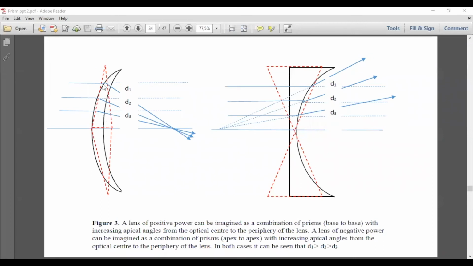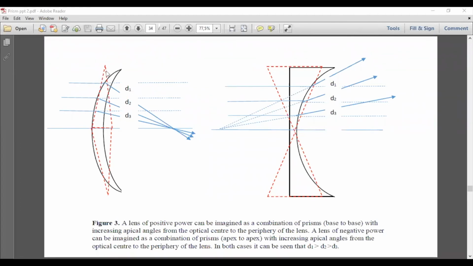So what we can say now is that a lens is a combination of prisms with increasing apical angles. Of course, there's a blend, because your deviation is more the further away you move from the optical center. So each point that you're looking at through this lens, you're basically looking through a prism. You're looking through a prism.